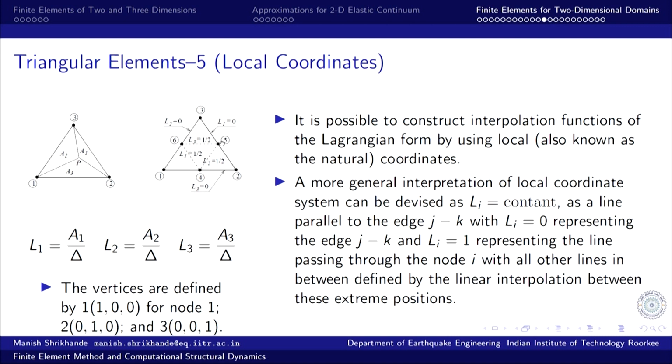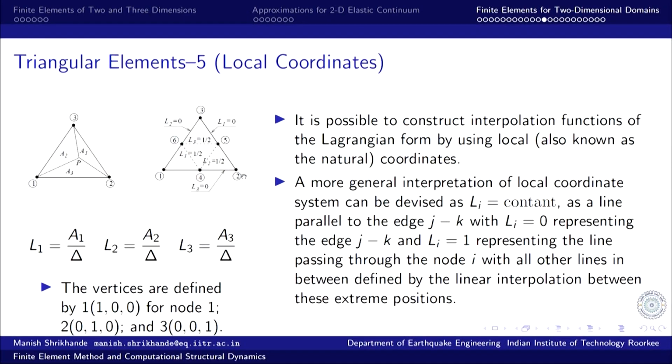So, for node 6 and node 5, that line corresponds to L3 equal to half, and this line 4 5 corresponds to L2 equal to half, because L2 is equal to 0 here and L2 is equal to 1 here, and it is half along this line, right. So, that way we have these values.